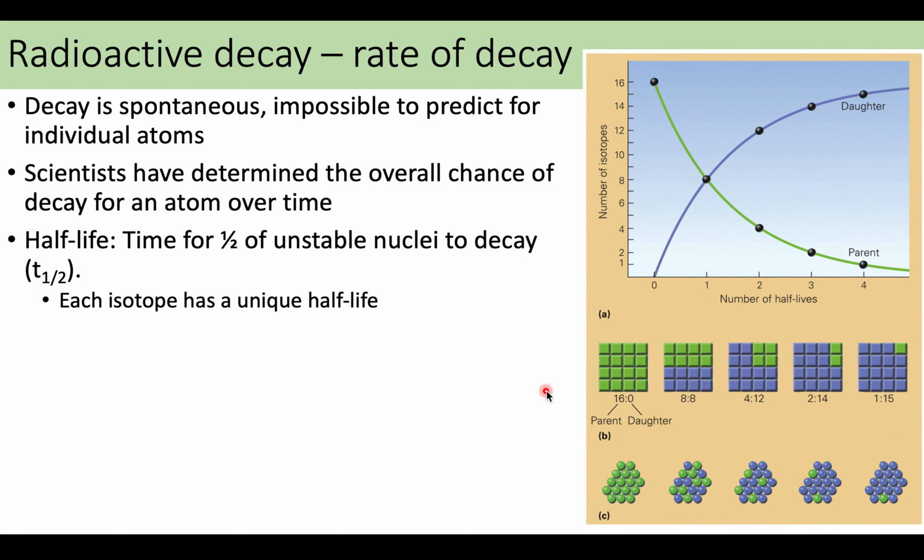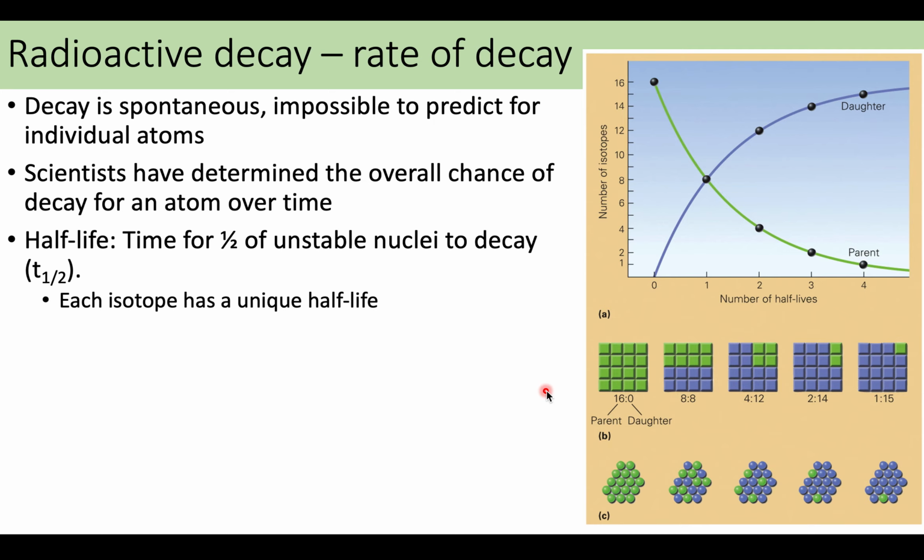So what we really want to focus on is the rate of decay. So the decay is spontaneous. As I said, it's really impossible to determine for a specific individual atom, but scientists have been able to determine the overall or the average chance of decay for an atom over time. And that is the half-life. So the half-life is the time it will take for half of the unstable nuclei to decay. So each isotope has a unique half-life.